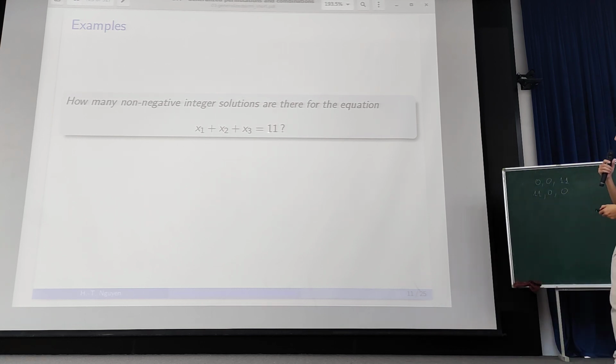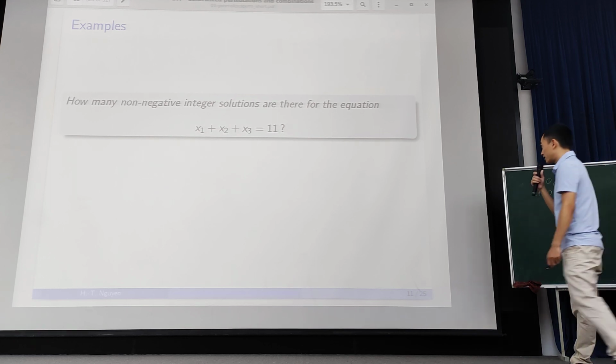Now if you compare this with the previous example, you can imagine that you have 3 types of cookies, and you want to take 11 of them. And how many ways are there? So what is n and what is r?